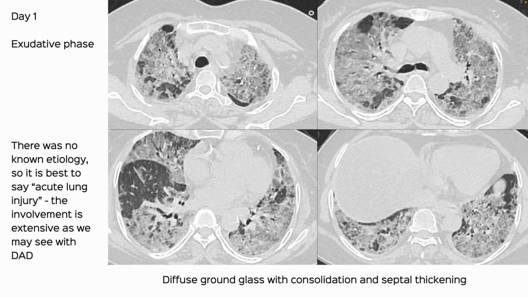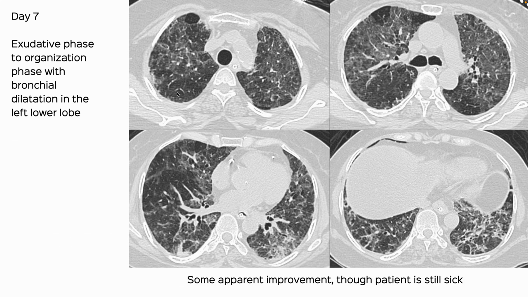So day one, therefore, is the exudative phase. There was no known etiology, so we would just say that it's acute lung injury. And it's likely that if this was biopsied, or if there was a postmortem carried out, if the patient did not survive, then we would see diffuse alveolar damage.